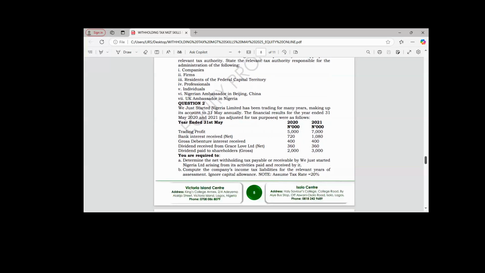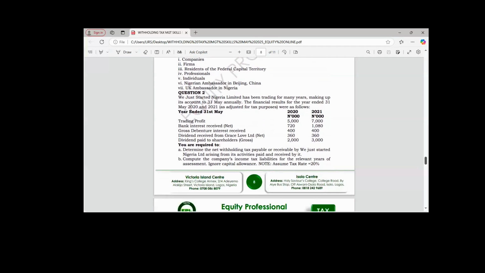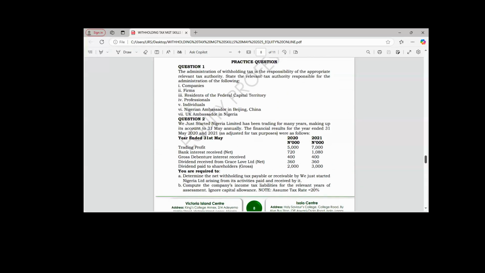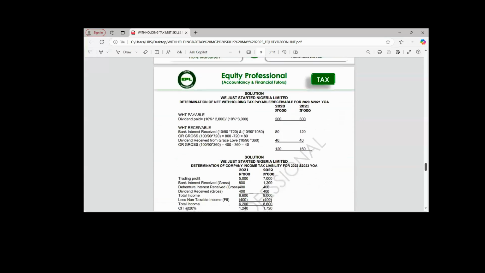They now said you are required to determine the net withholding tax payable or receivable by We Just Started Nigeria Limited, arising from its activity paid and received by it. Compute the company income tax liability for the relevant year of assessment. Ignore capital allowance. Note, assume tax rate equals 20%. So those are the things the examiner expects us to do.